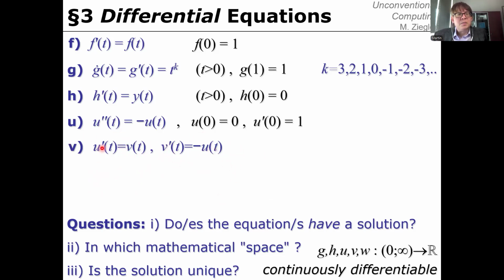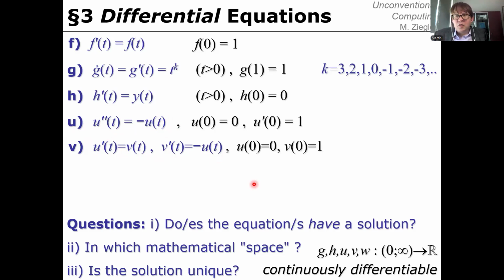And you can see that this is basically the same as this single differential equation. We have reformulated this single second order differential equation as a system of two first order differential equations. And that's a general technique that one can always do: convert a higher order differential equation into a system of first order differential equations with initial conditions.